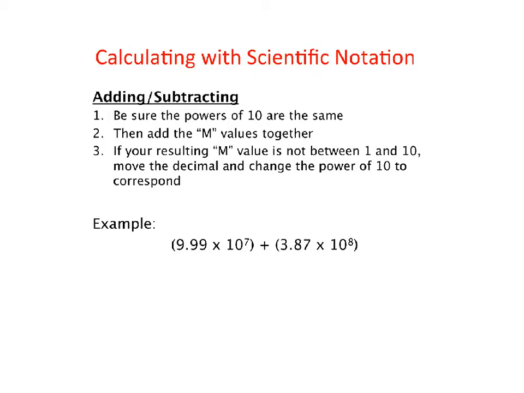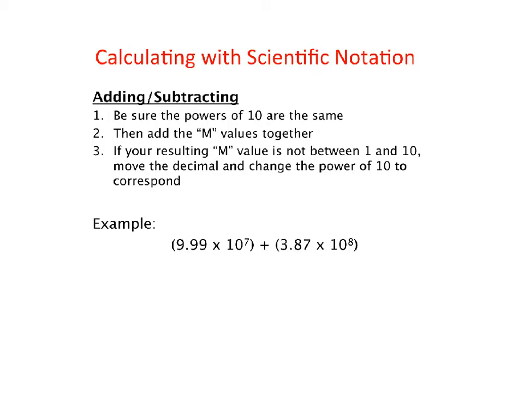Whenever you're taking two numbers that are in scientific notation, the first thing you want to check is that both numbers are in the same power of 10. You can't add the coefficients together unless the powers of 10 are the same. Once that's done, you'll add the m values together.